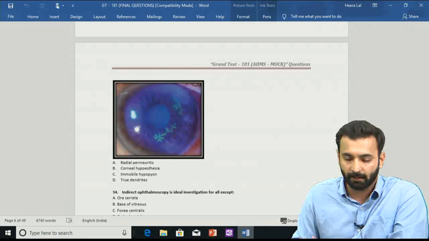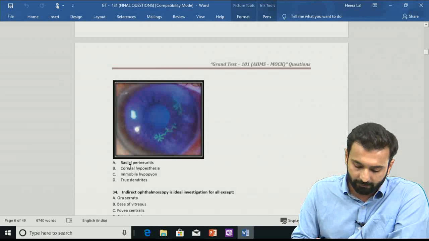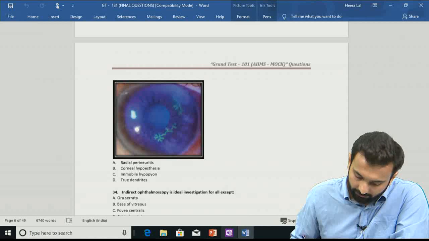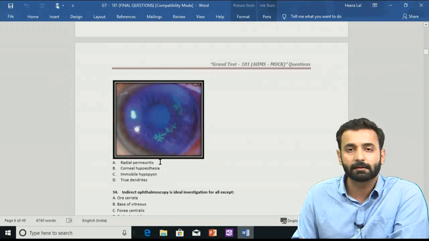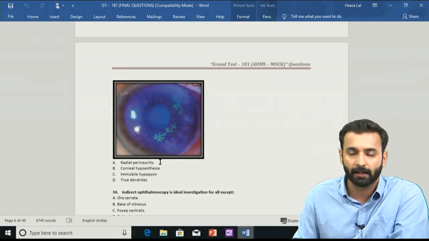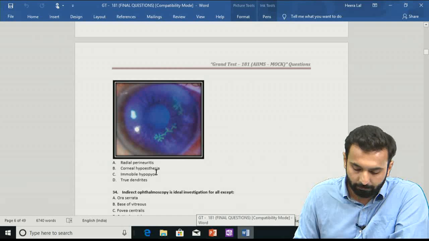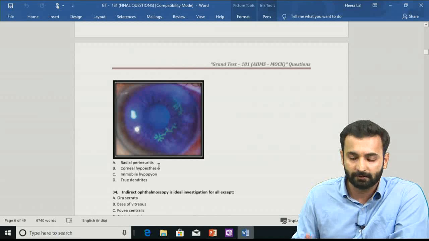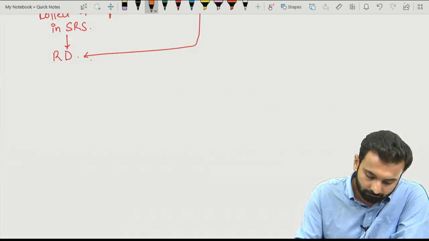Herpes simplex virus keratitis. Let's discuss option A. They have given radial perineuritis. Radial perineuritis is a clinical feature seen in acanthamoeba keratitis, right? Now option B is the answer, corneal hypoesthesia, meaning the corneal sensations have decreased. So let's discuss herpes simplex keratitis.